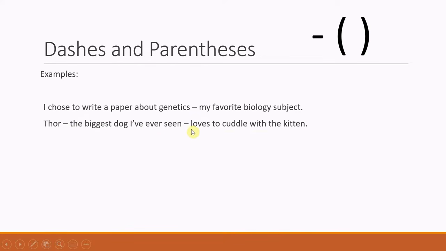It's got dashes on both sides. What you might see on the ACT is Thor dash the biggest dog, and then all of a sudden it starts an underline on this part. And you have to realize I need to put a dash right here to finish that interrupter.